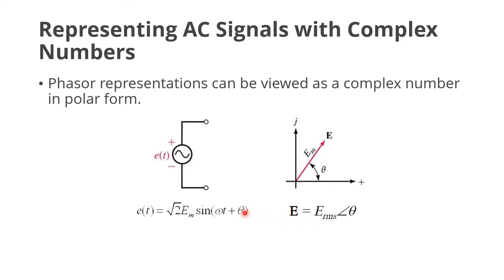Here the phase offset theta can be directly taken from this equation. Here is the theta. So in a simple way we can represent the phasor by the polar form of the complex number.